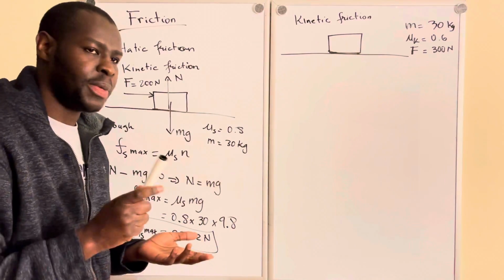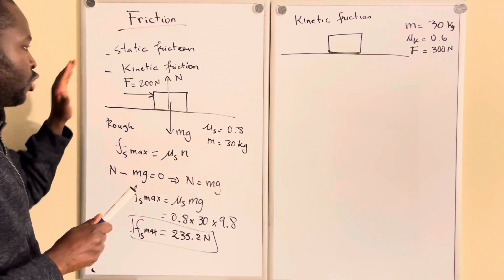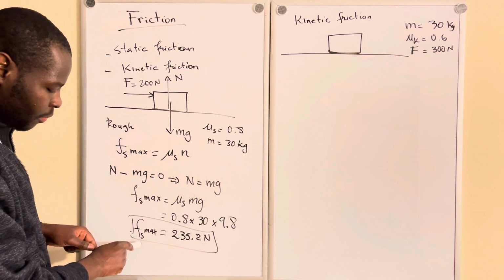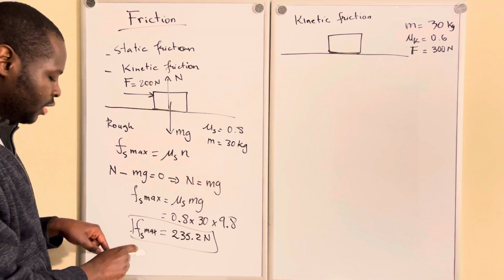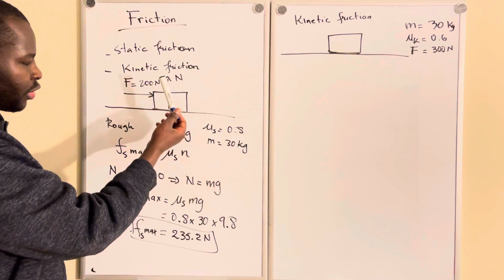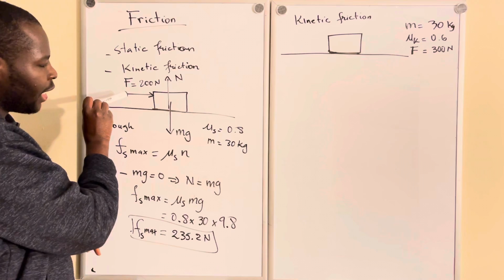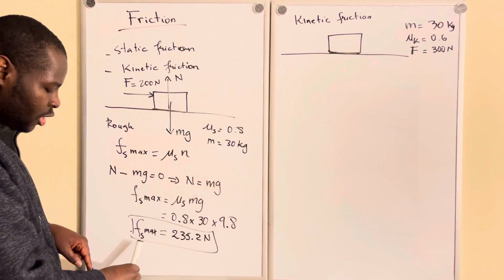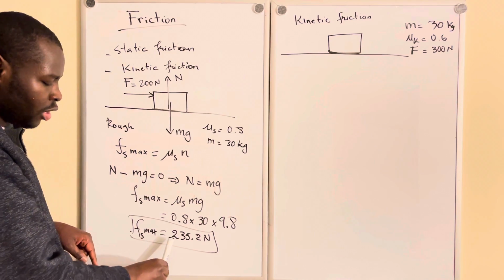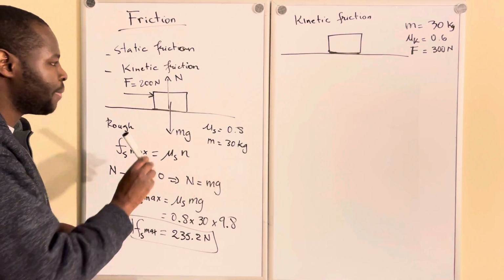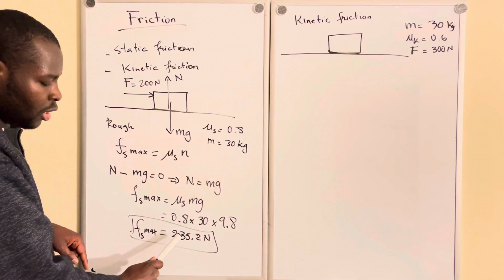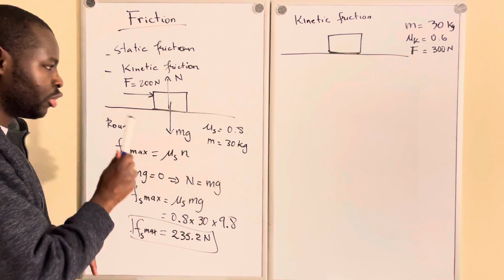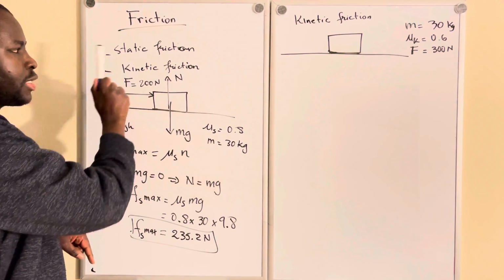Hello everyone, welcome again. From the previous video, we talked about static friction and we evaluated the maximum friction needed in order for the box to start moving. We applied initially 200 newtons and we knew that the Fs max, which is the maximum static friction needed, was 235. So that means we need to apply at least 236 for the box to start moving in order to overcome the static friction.